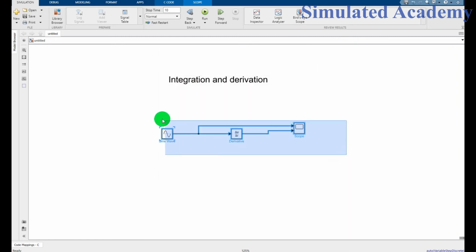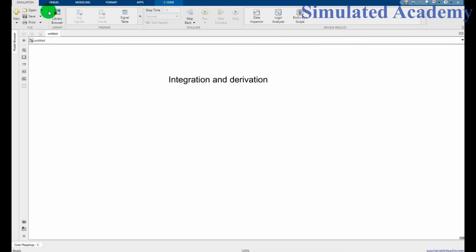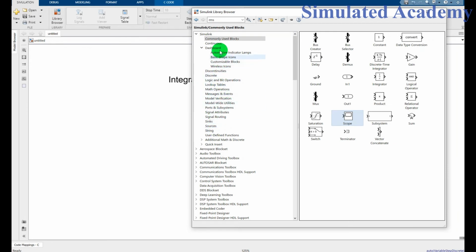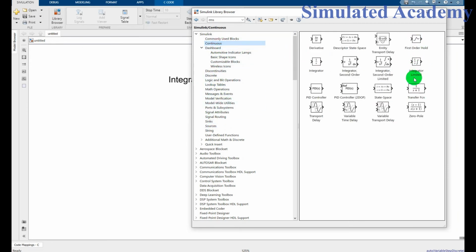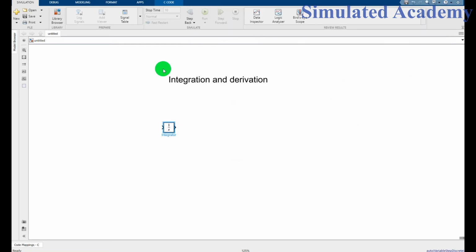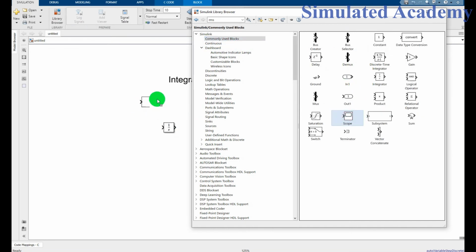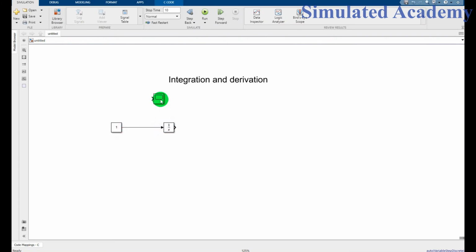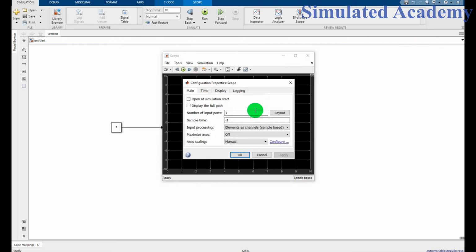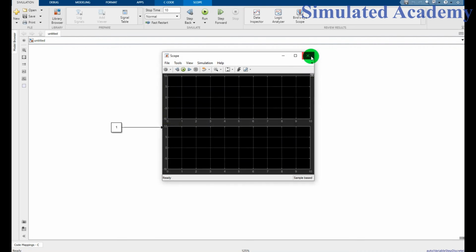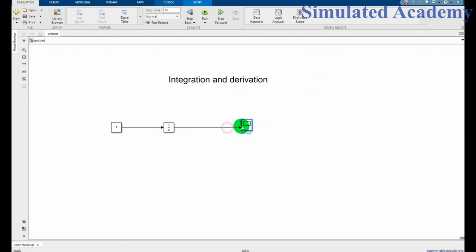Now, in order to find integration, go to the continuous blocks, pick an integrator, pick a scope, and also pick a constant, connect like this, go to view and make it two inputs, layout should be like this, apply, OK. The second one should be the integration signal, the first one is my input constant.